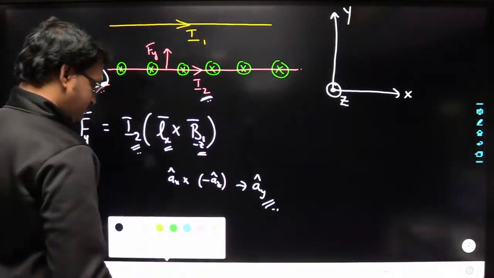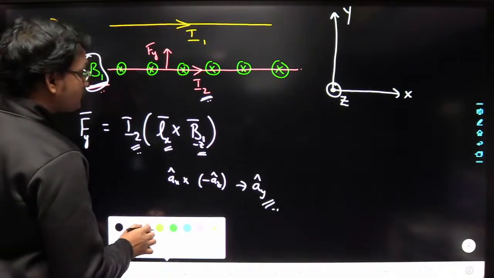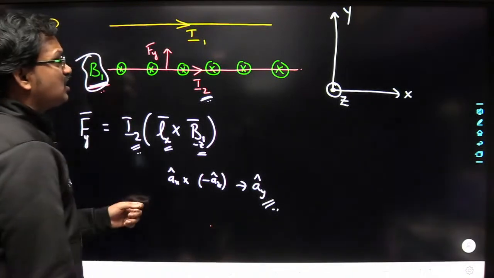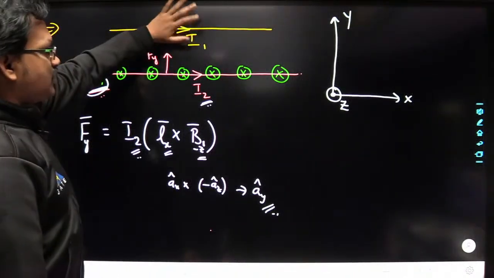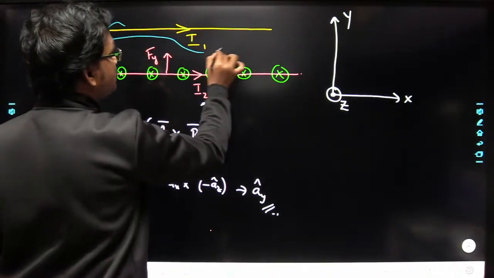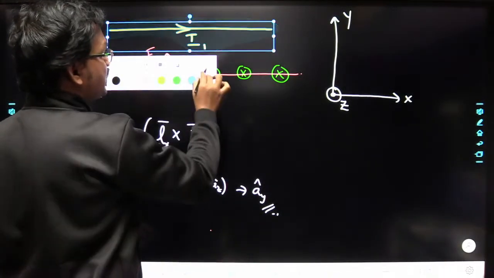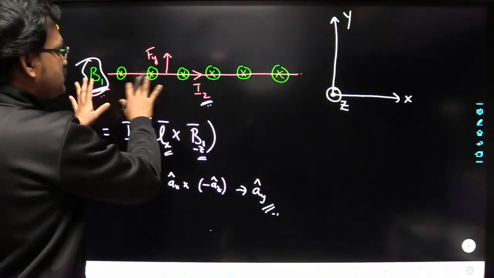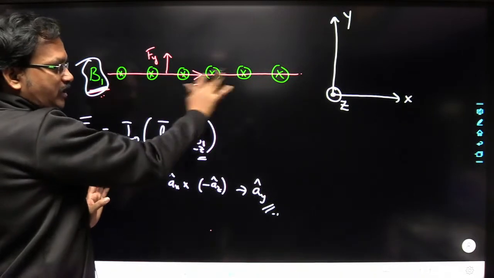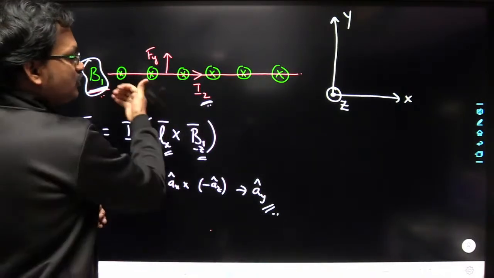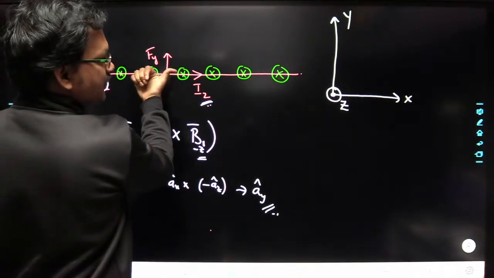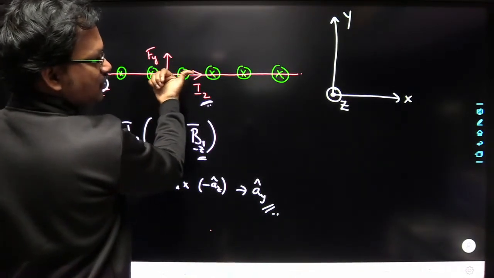Now forget about this I1. Forget about this I1 and forget about this B1. Now consider only I2. Whenever you consider I2, the current is flowing in this direction, that means along X direction.